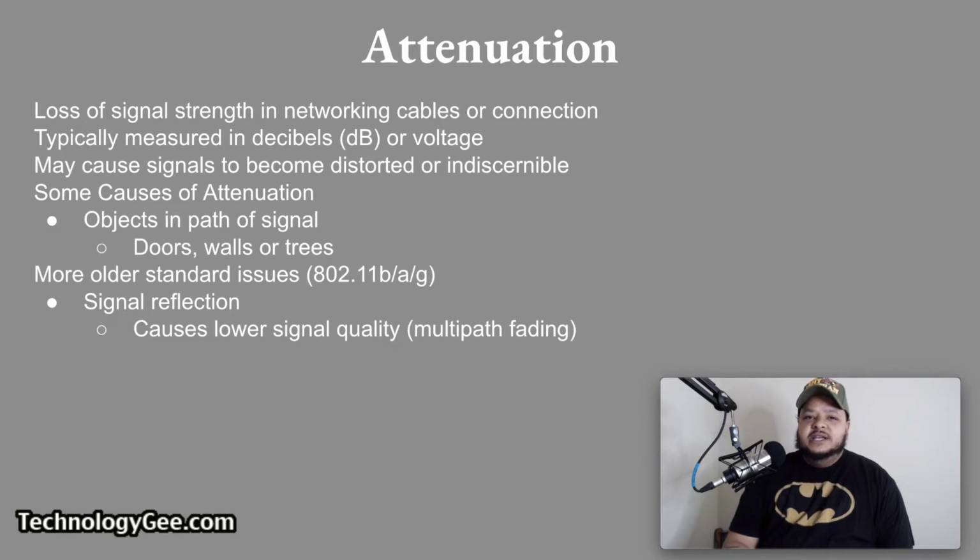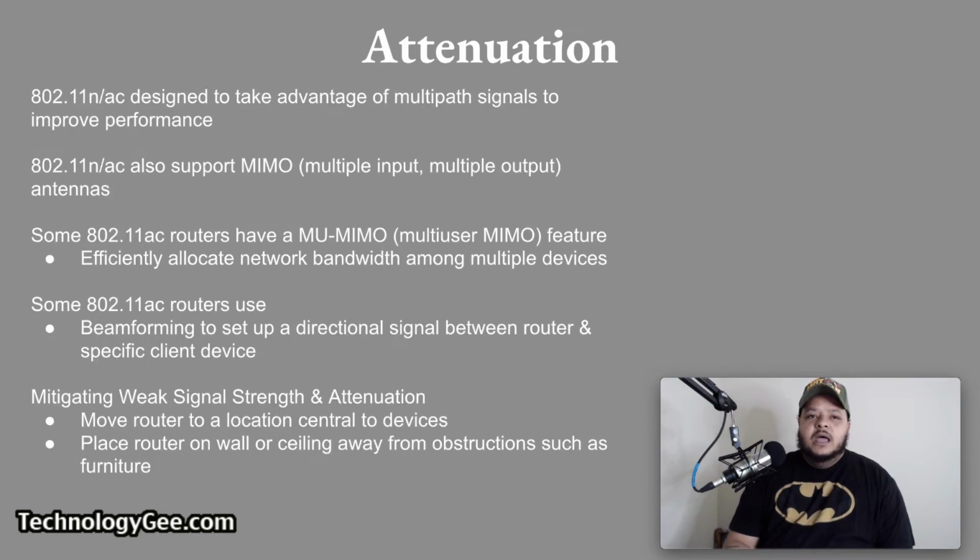Another issue with older standards, such as 802.11b, a, and g, is the problem of signal reflection. Signal reflection off objects arrives at a wireless adapter or router at different times, causing lower signal quality. This problem is also referred to as multi-path fading. 802.11n and 802.11ac are designed to take advantage of multi-path signals to improve performance. These versions also support MIMO, which stands for multiple input and multiple output antennas, to improve performance.